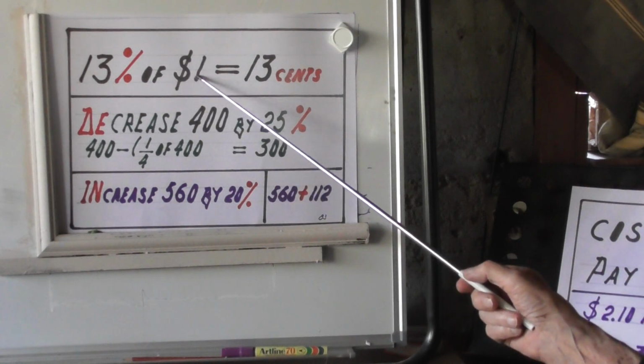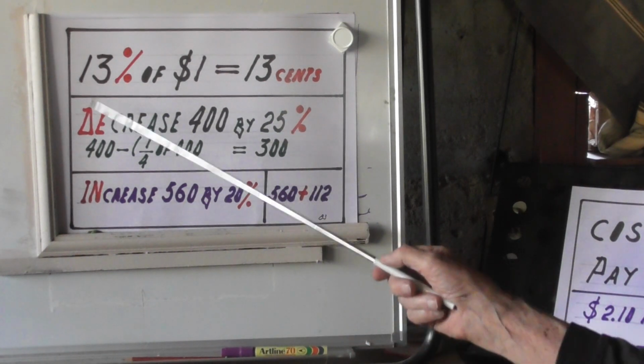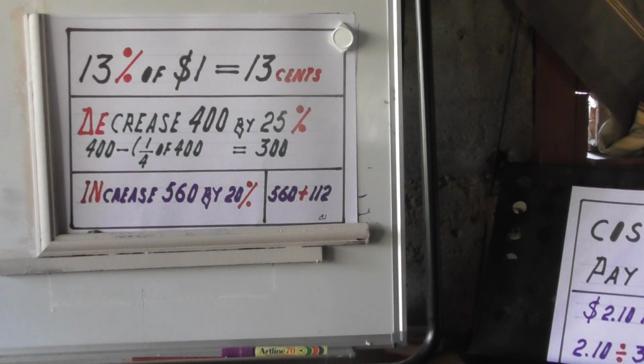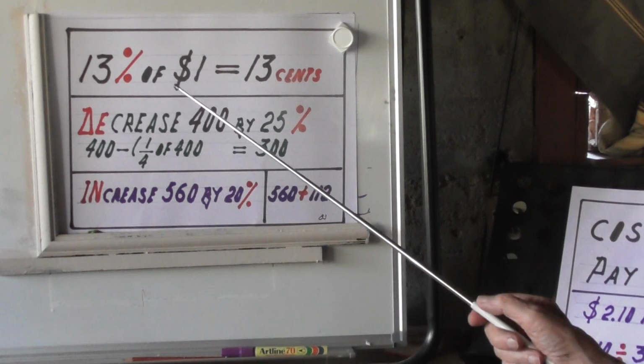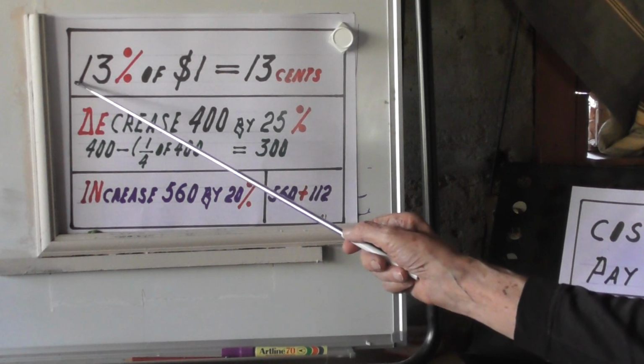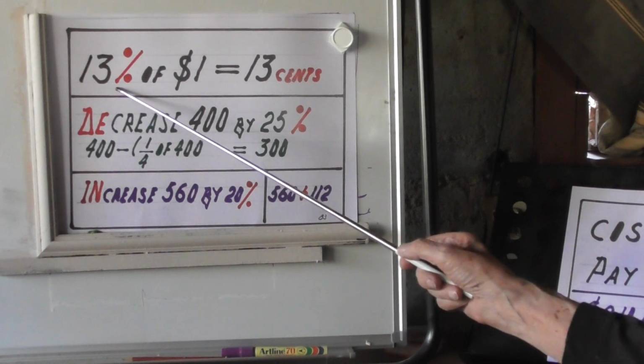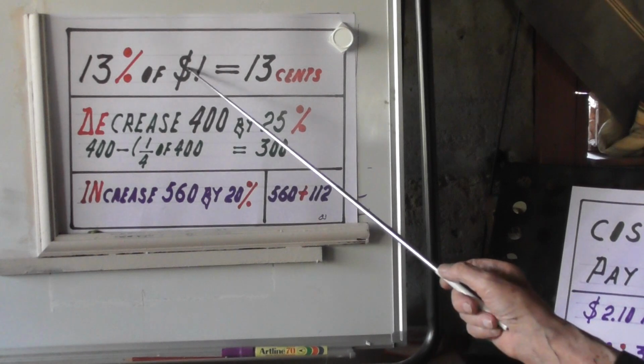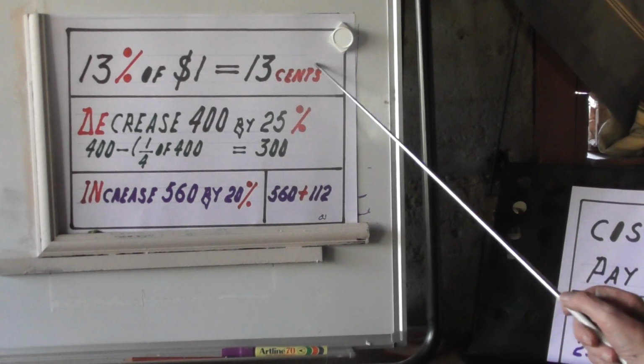13% of 100 cents. So that's 0.13 times 100. We have learned that if you times something by 100, the decimal point moves 2 places to the right. So 0.13 times 100 is 13.